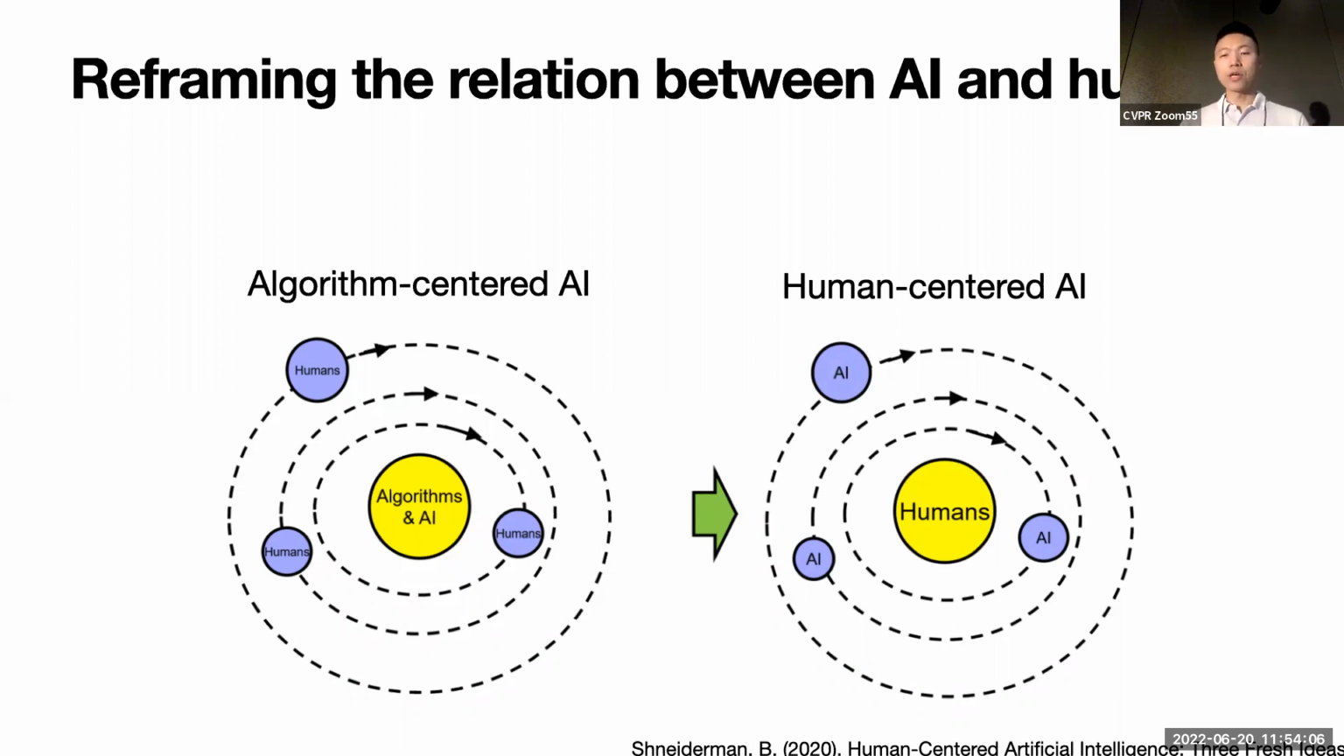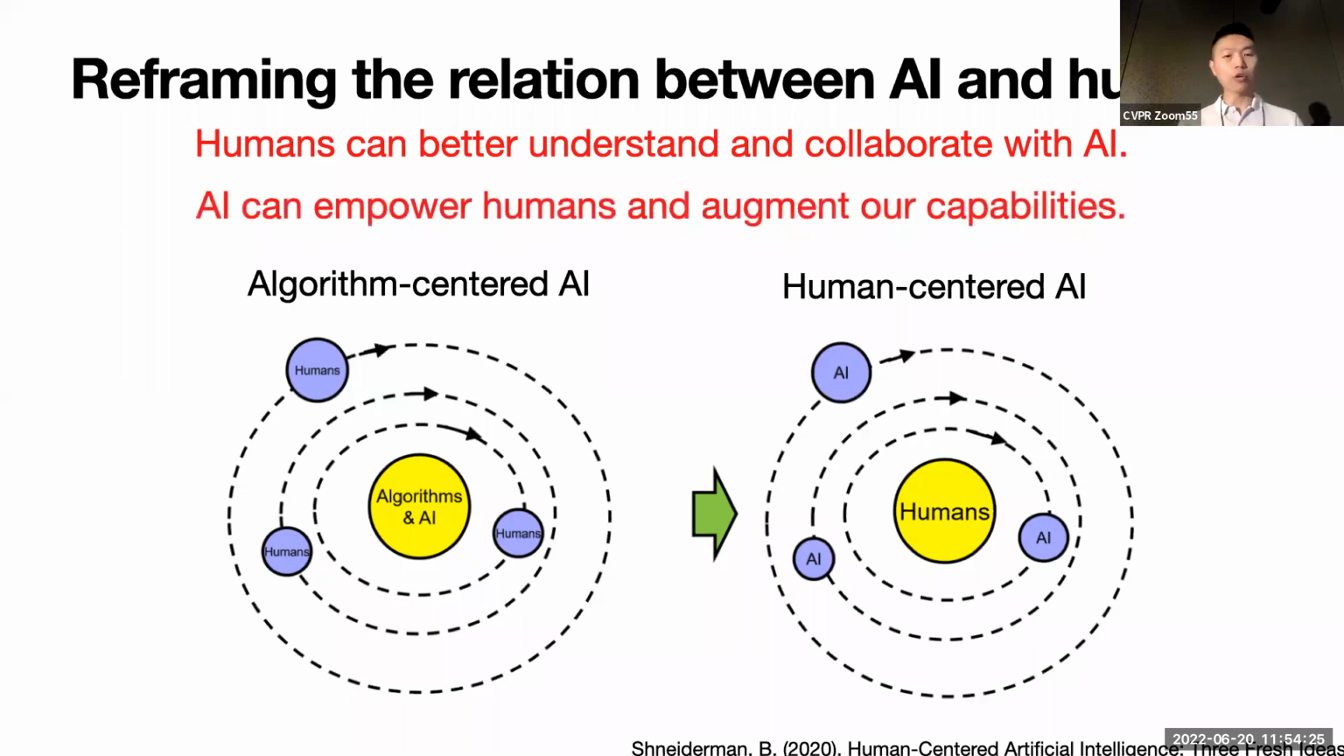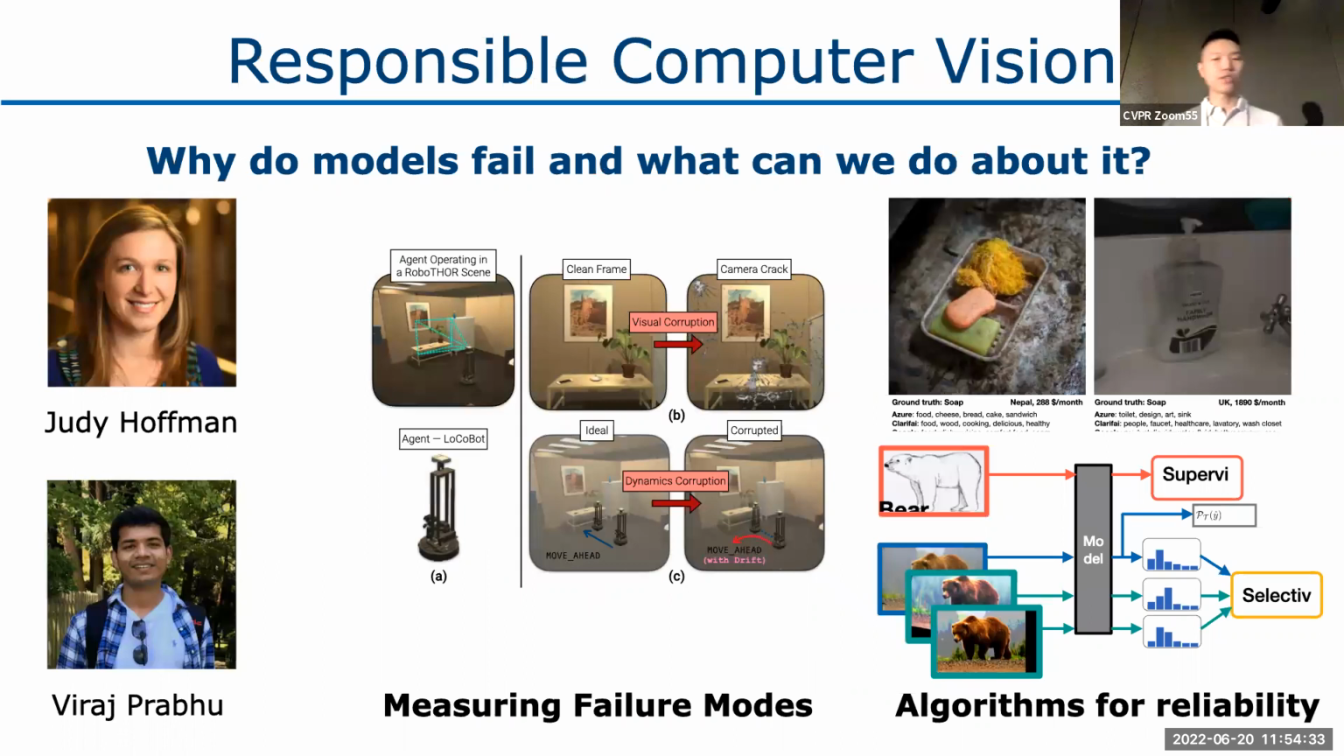humans. We want humans to better enjoy the benefits of AI, and we want to better understand and collaborate with AI. So the objectives of human-centered AI are, first, to better understand and collaborate with AI, and also, we want AI to empower humans and augment our capabilities. Let me first briefly introduce each lecture and talk today.